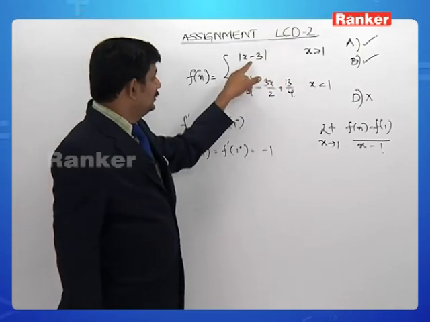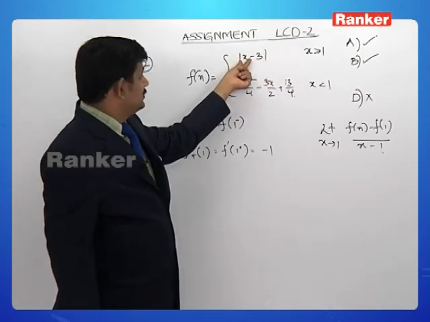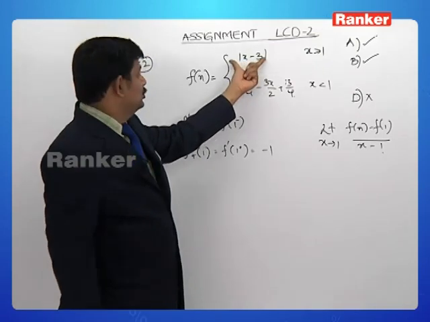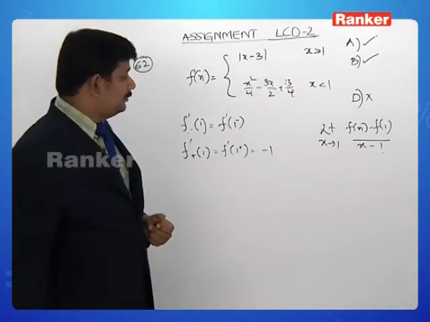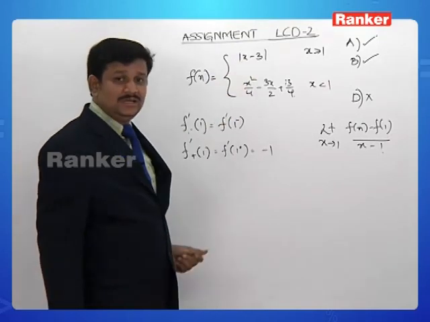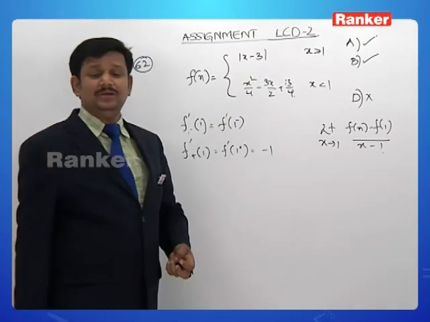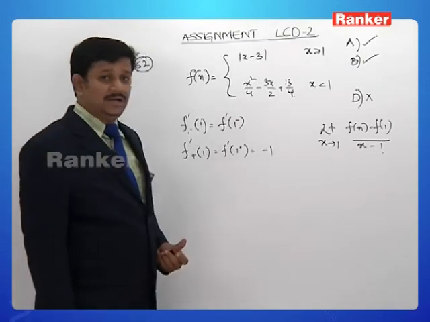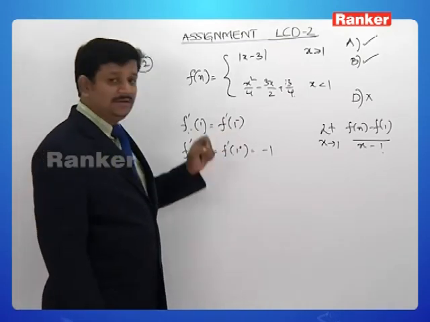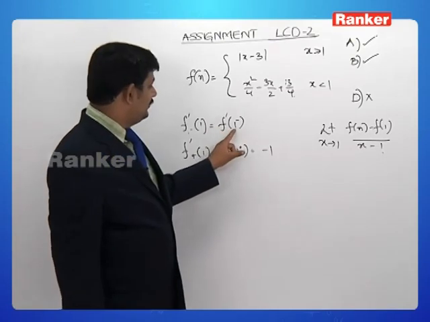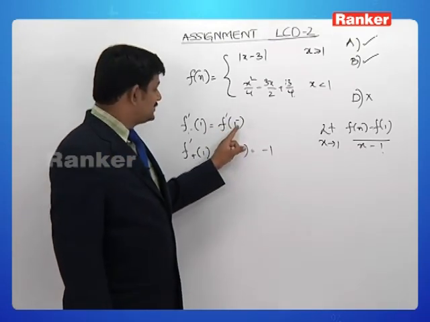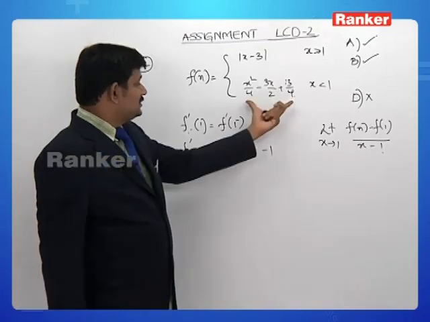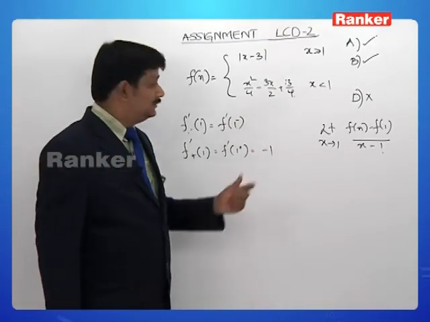In the neighborhood of 1, whenever x is close to 1, x minus 3 is negative. So mod x minus 3 is 3 minus x, and when you differentiate 3 minus x, we have the derivative to be minus 1. Now let us also see the left hand derivative at 1. For the left hand derivative at 1, whenever x is less than 1, f of x is given by this. Now let us differentiate and put x equal to 1.